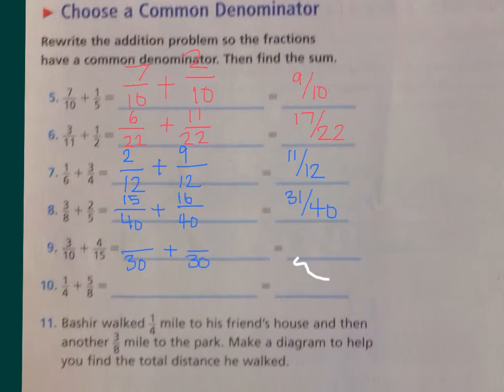Now, how did I get from 10 to 30? Multiply by 3. So whatever I do to the bottom, I do to the top. 3 times 3 is 9. 15 times 2 is 30, so 4 times 2 is 8. 17/30ths.